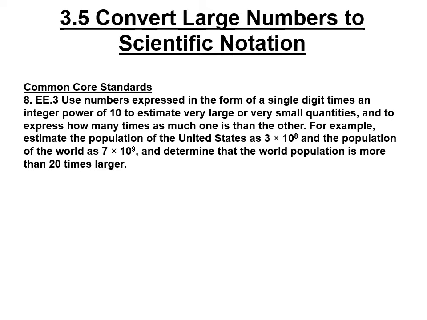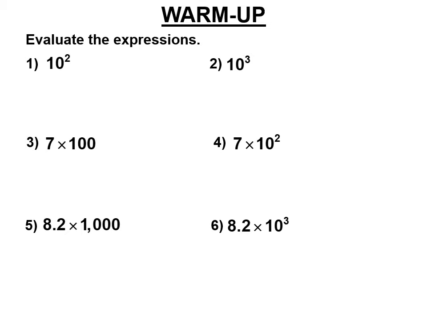Right, so welcome to 3.5. We're going to take those large numbers we talked about in 3.4 and make them into something called scientific notation. All right, so evaluate these expressions. That's 10 squared, which is 10 times 10, 100. That's 10 cubed, 10 times 10 times 10, 1,000.